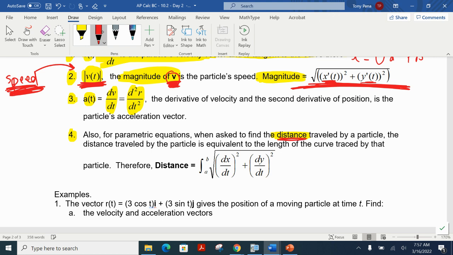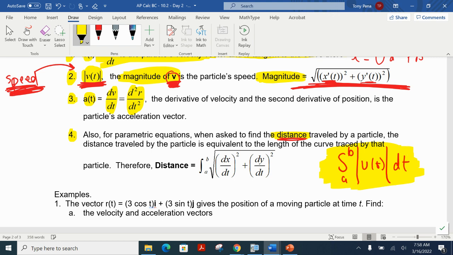What we would have said for our distance, we would have integrated over a certain period of time the absolute value of our velocity function. Hopefully that looks familiar. If you remember, if we didn't have these absolute value bars, we called it displacement. But when we integrated the absolute value of our velocity function, that gave us our distance. Well, this is actually the same thing. We're setting up the same thing when we are talking about vectors, when we're talking about parametric functions.